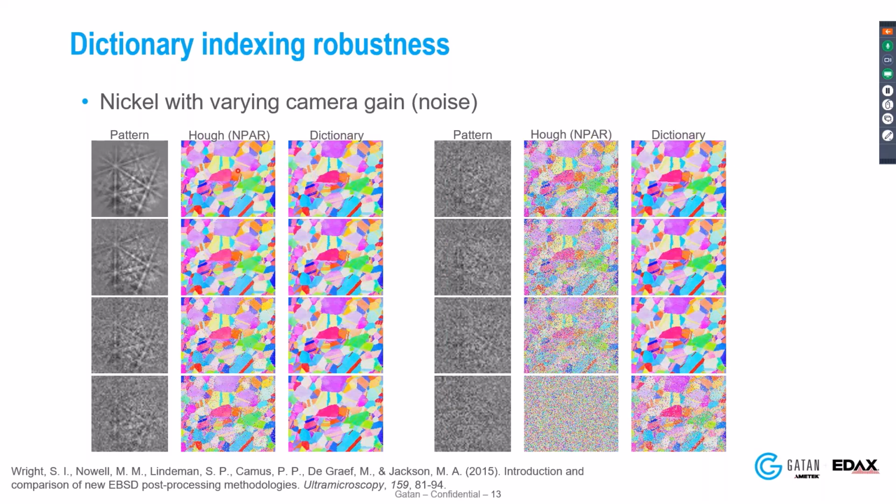So you'll see these two are pretty similar, and you can see as the pattern quality decreases, the NPAR starts to degrade. And basically we found that the dictionary indexing was more robust than the Hough with NPAR. At some point it starts to break down when it's very, very noisy, and we can quantify this noise level, but I haven't put it on here for simplicity. But it identifies the correct, ground truth orientation at a higher noise threshold than the Hough does.